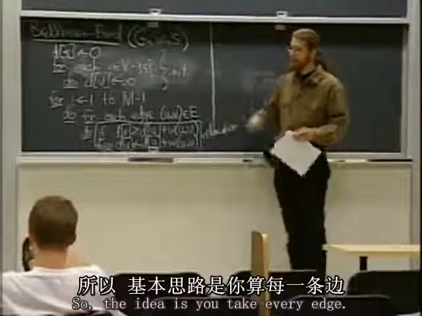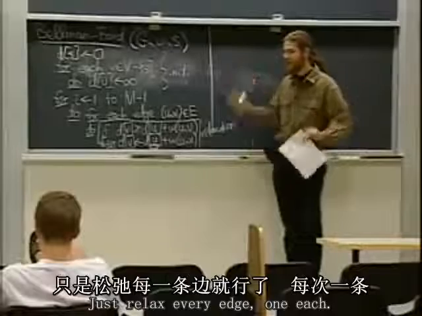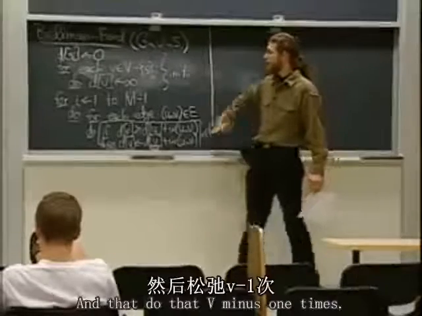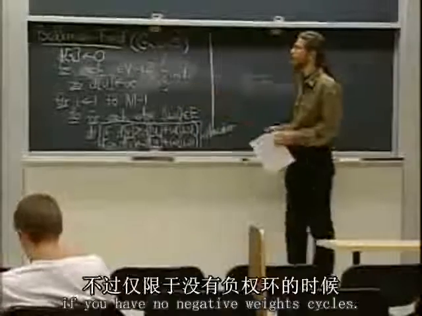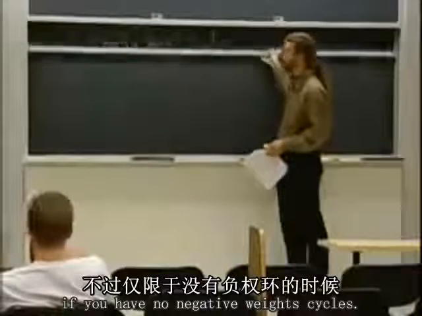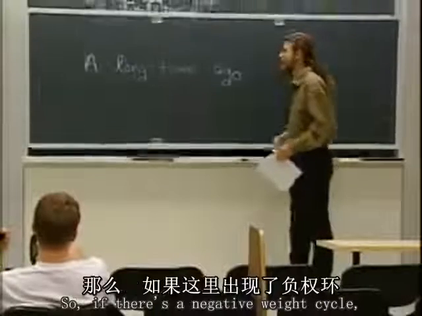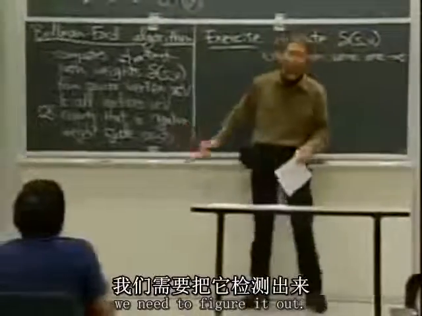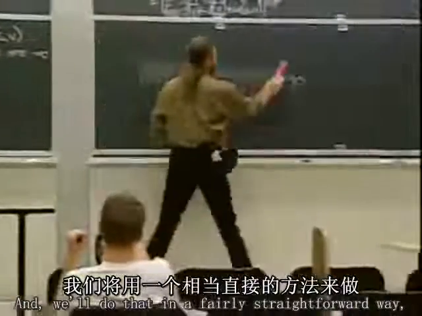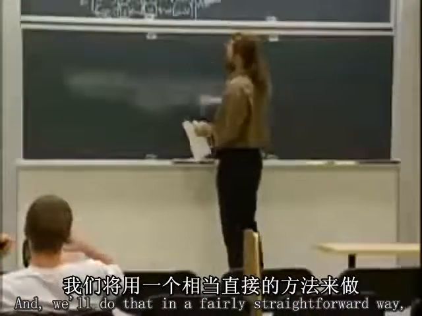So the idea is you take every edge, you relax it. I don't care which order, just relax every edge, one each. And then do that V minus 1 times. The claim is that that should be enough, if you have no negative weight cycles. So if there's a negative weight cycle, we need to figure it out. And we'll do that in a fairly straightforward way.